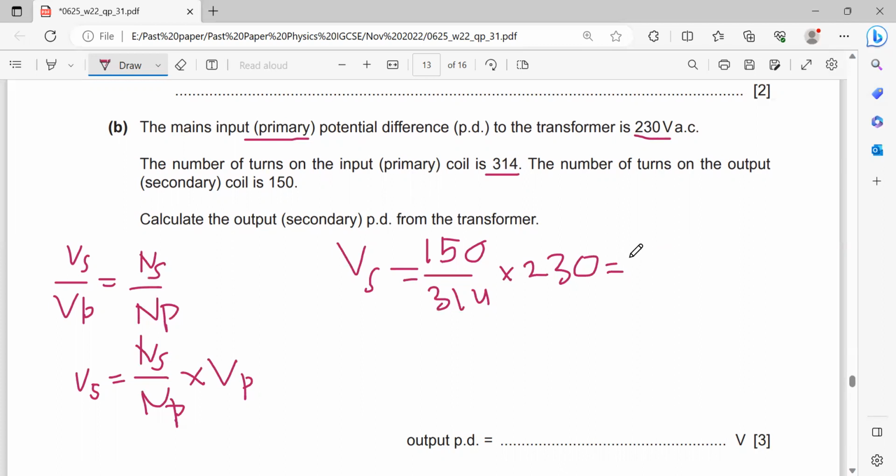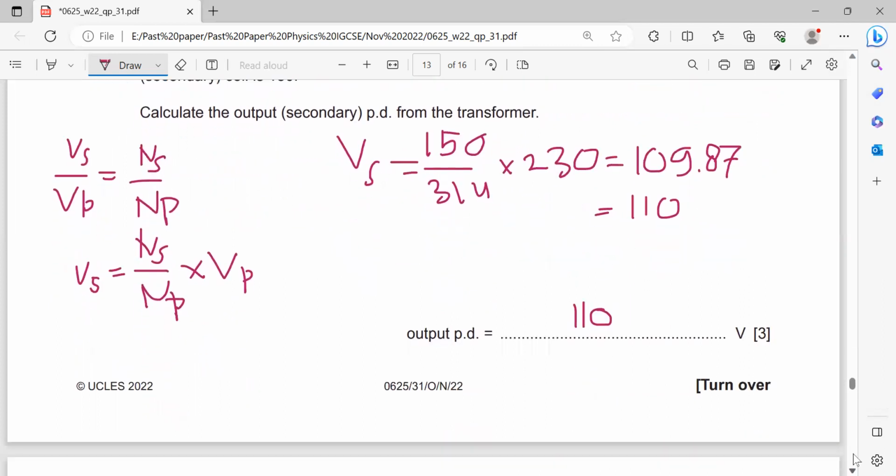I will calculate. It is 109.87, or we may round off to 110. That's the solution.